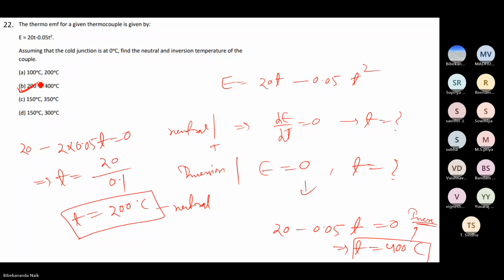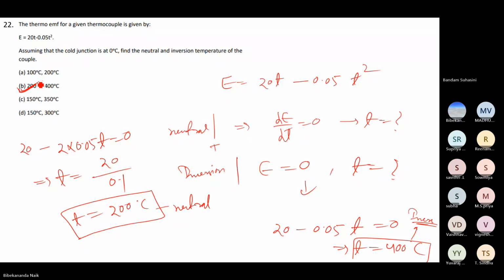So the temperature at which thermo EMF is 0 is called the inversion temperature, and the temperature at which the rate of change of thermo EMF with respect to temperature is 0 is called the neutral temperature of the thermocouple.